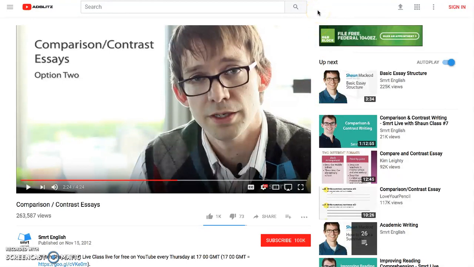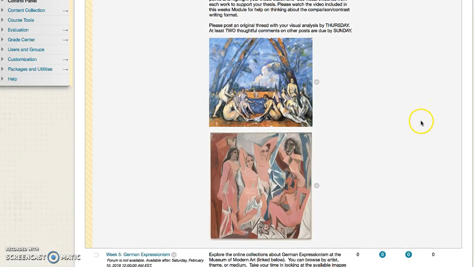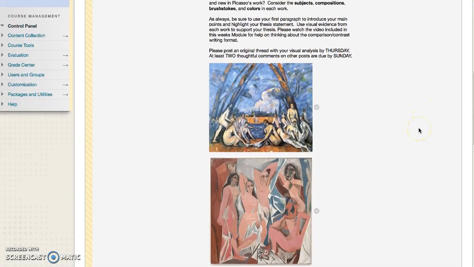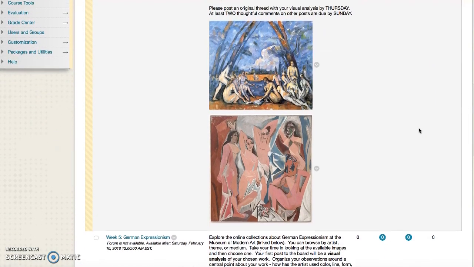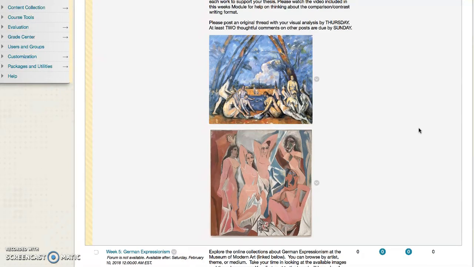But what exactly are we comparing and contrasting? So what we're looking at are these two images, right? This is a Cézanne painting versus the Demoiselles d'Avignon, which is a Picasso painting that is introduced this week.